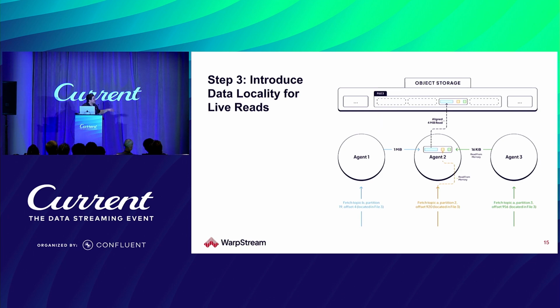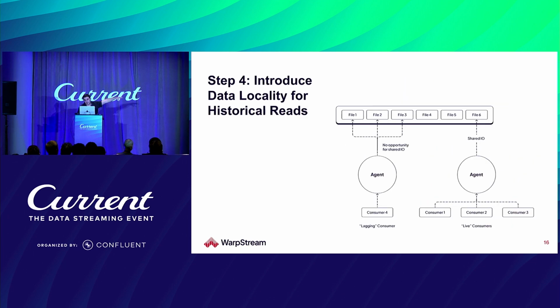And so if you take this entire diagram here, I've condensed it into that little graph on the right where you have an agent and then 3 consumers reading from it. The live consumers are all sharing IOs, right? They're all reading the most recent data, the newest files. It's all cache hits, everything's gravy. Consumer 4, though, is reading some old data, and there's no opportunity for it to share IO.